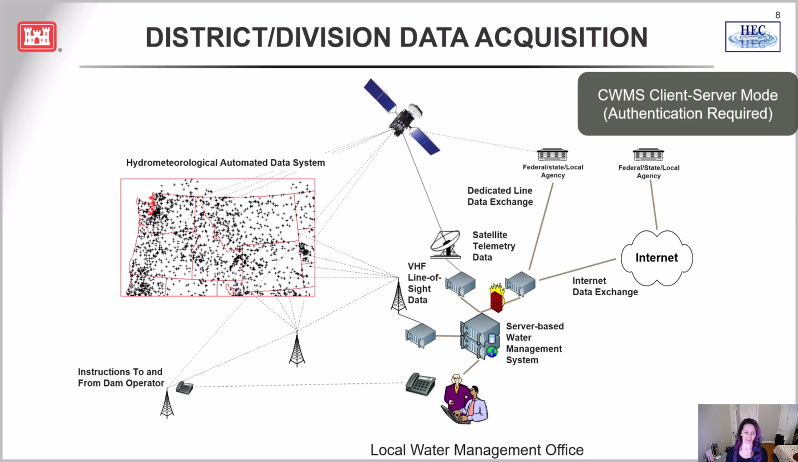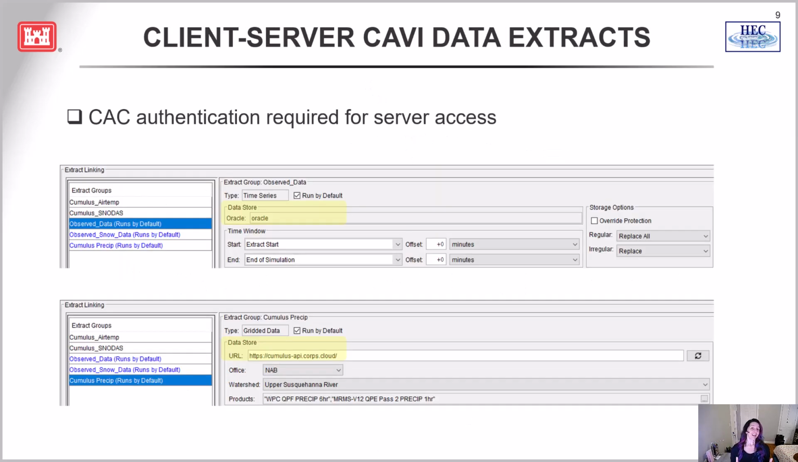I'm so glad you asked. How does data acquisition inside the CAVI actually look? In order to get data into the CAVI itself in SWMS, you are looking at CAVI data extracts. There is an extract process that you will run through and extract groups. And for the CAVI data that is going to pull from the Oracle database or from Cumulus, you are going to need CAC authentication in order to access either of those.